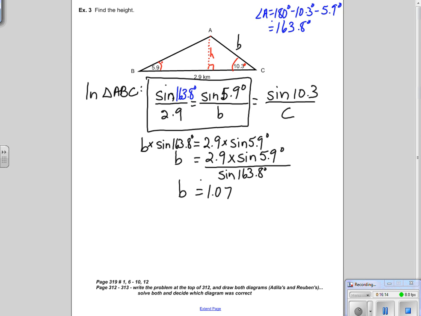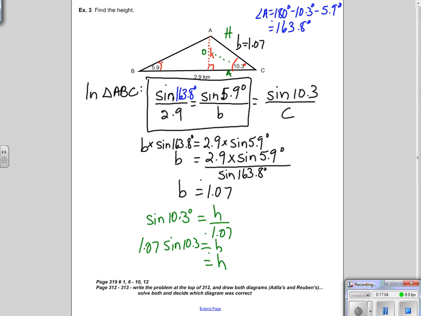Once I have side B, I can use that triangle on the right to find the height. So I can label my triangle, the little half triangle where I've dropped the height, with opposite, hypotenuse, and adjacent. Don't care about the adjacent side. It's some portion of 2.9 kilometers, but I want to find the opposite, the height. So I am going to use sine of 10.3 degrees equals opposite over hypotenuse, the height over the 1.07 kilometers that we just found. Multiplying both sides by 1.07, I have found the height. And it is approximately 0.19 kilometers.